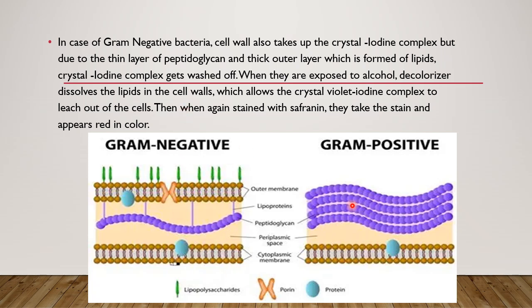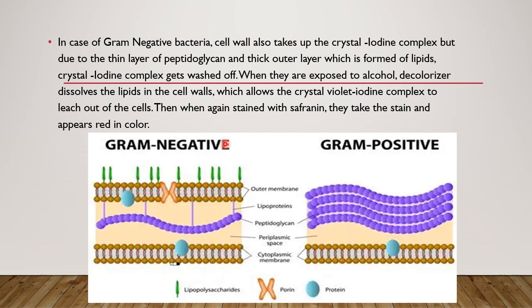Whereas here it gets trapped, the pores will not be there, and the peptidoglycan layer is also very thick, so the stain cannot move away, it cannot be washed, and it shrinks, and the pores will be completely closed here. But it's not like that here. So this layer will get completely dissolved, and this layer is also very thin. As a result, the purple stain will easily get washed away.